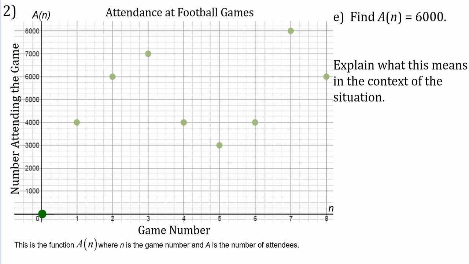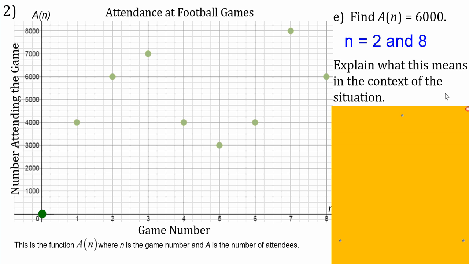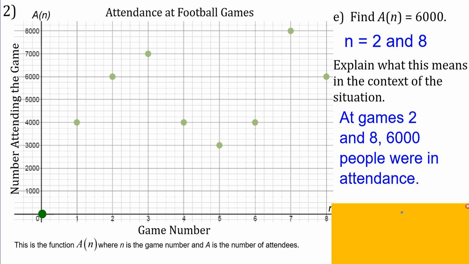Find A of n equals 6,000. Well, what is this telling us? 6,000 is the output. We're looking for the input where that happens. Well, the output of 6,000 happens here at 2. It also happens at 8. So n equals 2 and 8. Explain its context. That means there were 2 games, Game 2 and Game 8, where 6,000 people were in attendance.